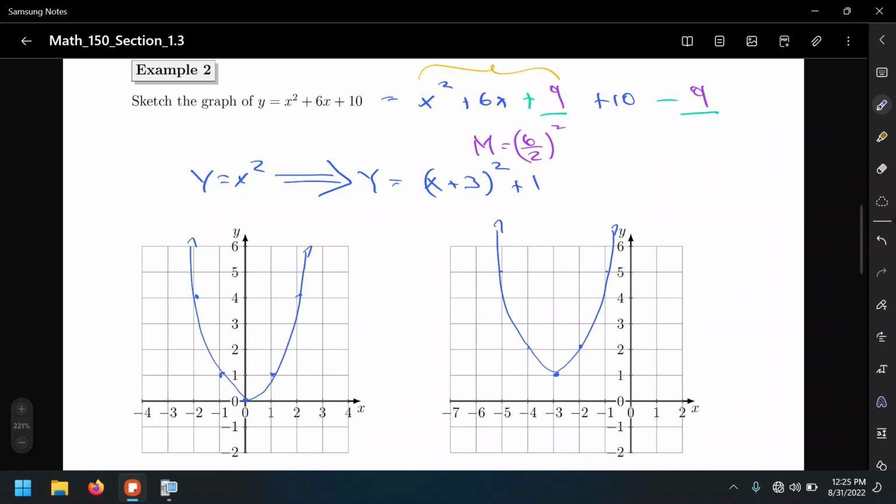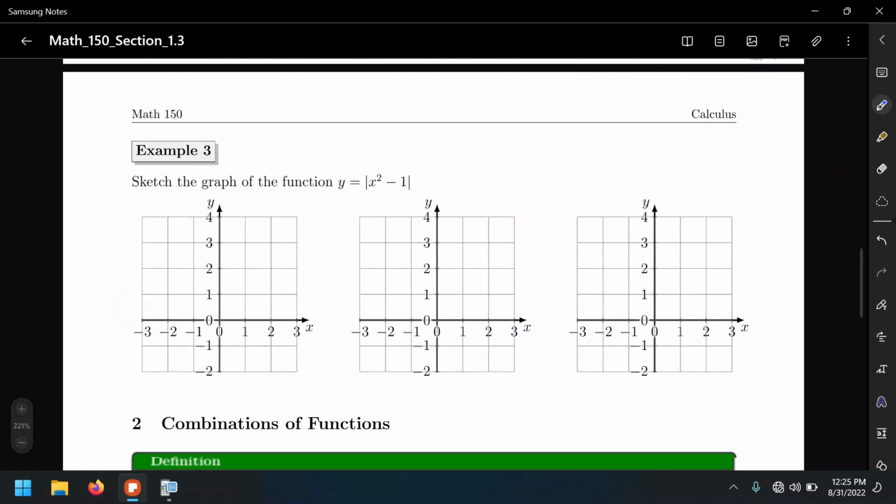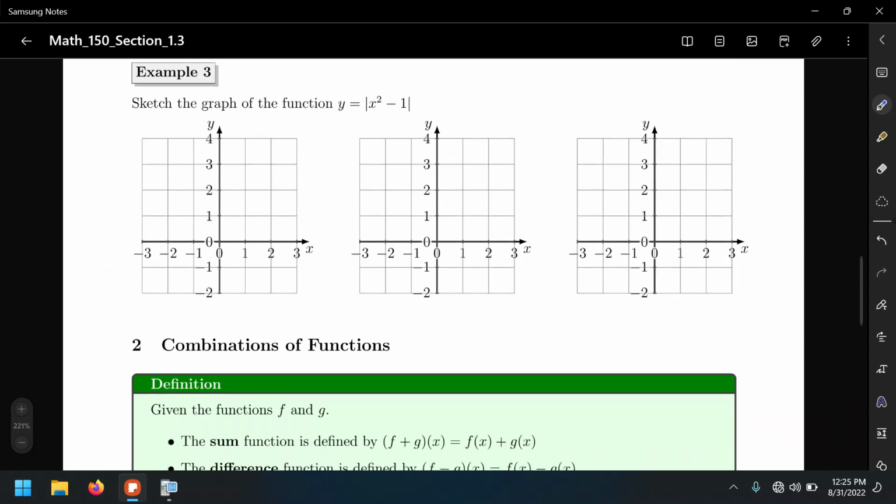All right. Let's look at another example. Sketch the graph of the function y equals the absolute value of x squared minus 1. How about we start with the parent graph of y equals x squared. This is the usual parabola, right? And then from here, what is that -1 going to do? It shifts 1 unit down.